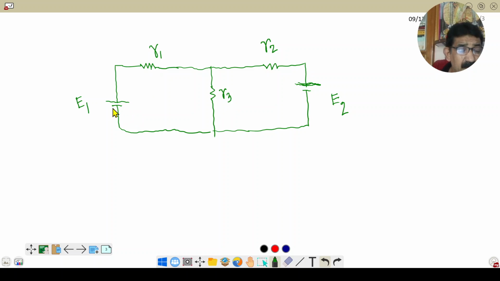Now, from the polarity of the cell, we can say electric current will flow along this direction. Suppose this is I1. So this also will be I1. And from the polarity of this cell also, electric current along this direction will be I2. And this also will be I2.